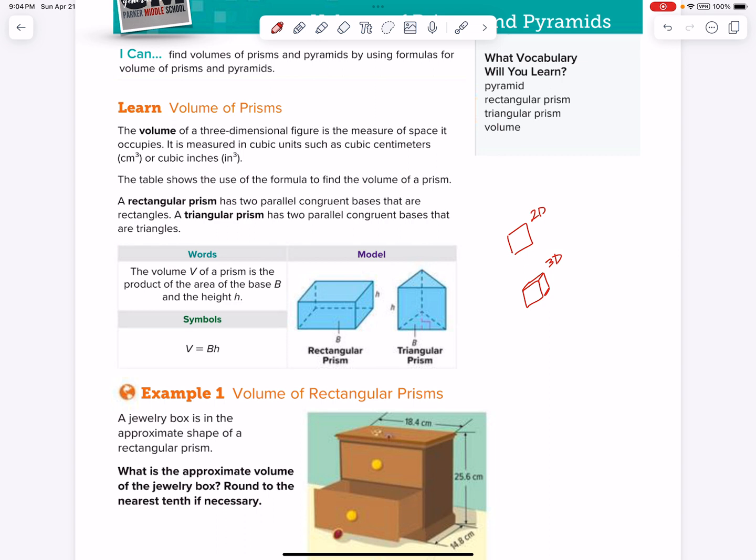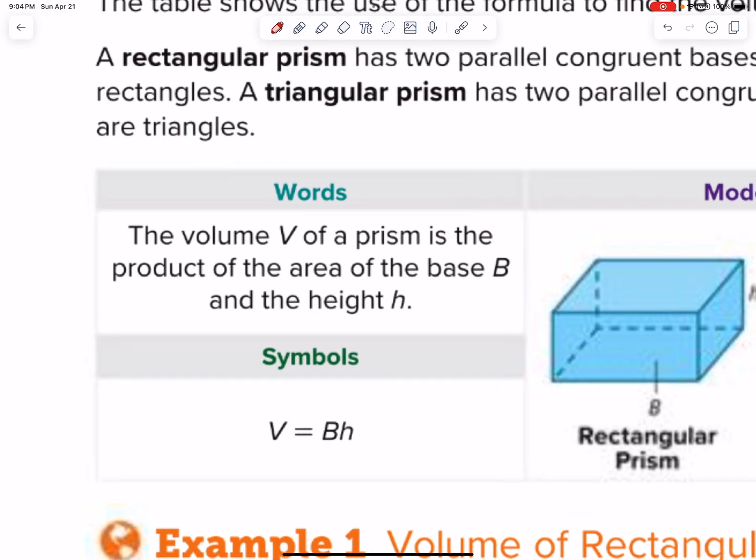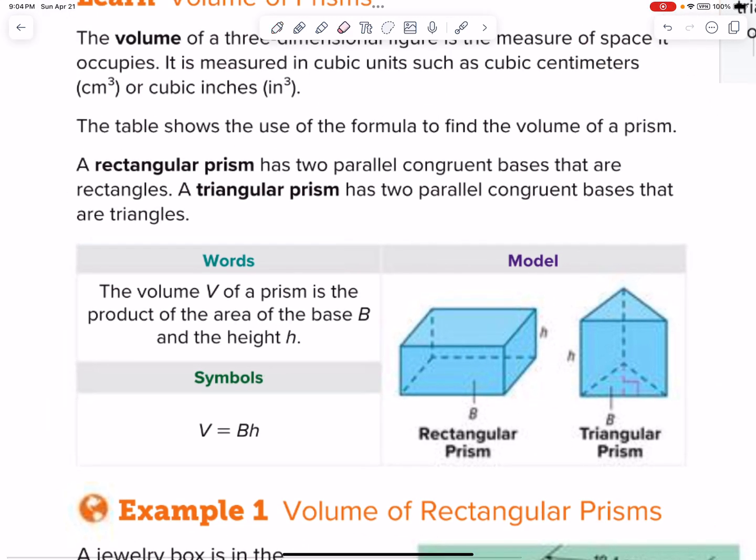Now a couple things to be aware of. We have rectangular prisms, and their bases, remember those parallel sides, are rectangles. Those parallel faces. And triangular prisms, where the bases, which are the parallel parts, and this is what I mean by parallel. Look at my drawings here. These two parallel faces are triangles. So we have prisms, triangular, rectangular.